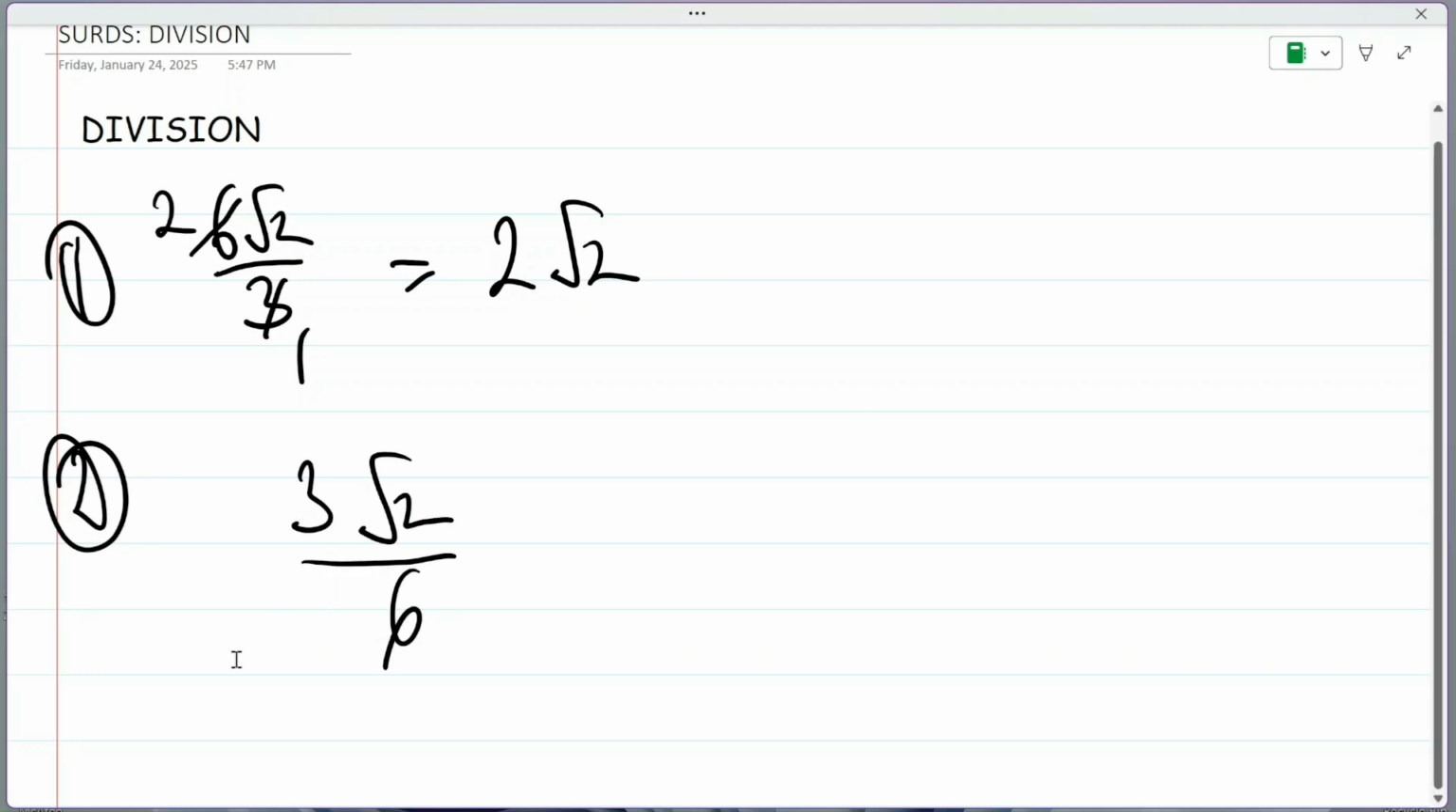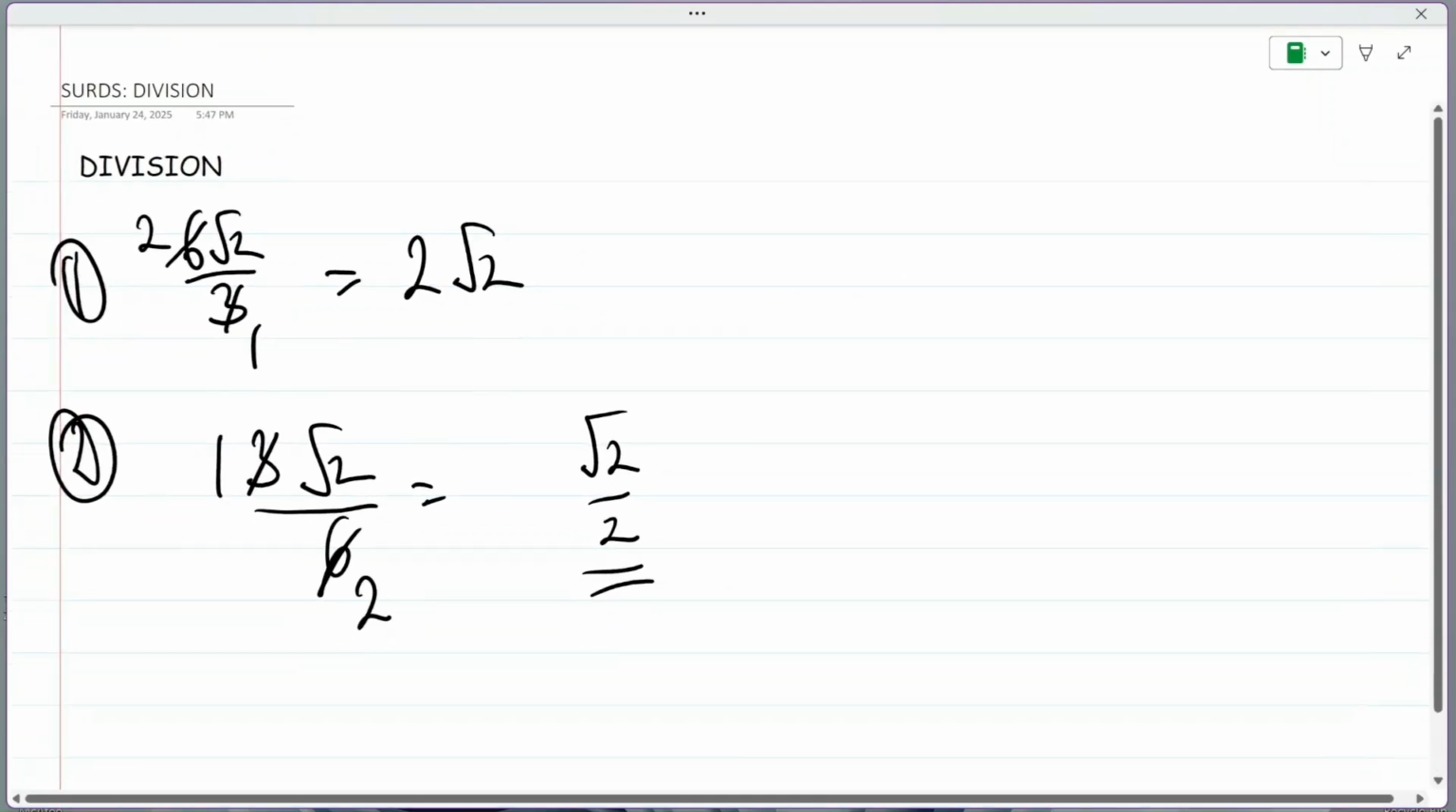You go with the whole numbers, 3 in 3, 1; 3 in 6, that's 2. These 2 can go in these 2, but this 2 is under square root, so you can't touch it. They can't work, so your answer is root 2 over 2. The answer to the second question is root 2 over 2.